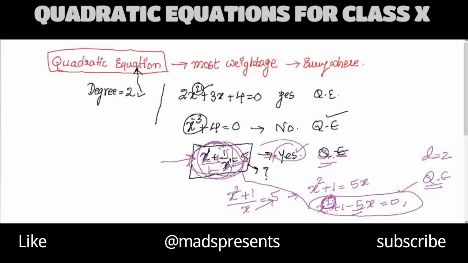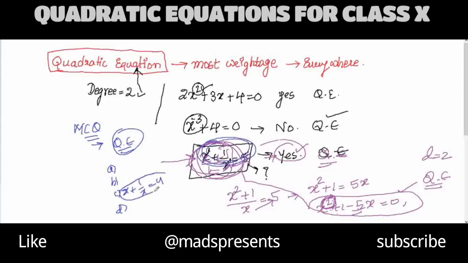So identifying which kind of polynomial is a quadratic equation is also one of the important questions. They may ask you in MCQs. Like they'll say, which of the following is a quadratic equation? And they'll give you four options, A, B, C, D. In any option, you may get something like this, for example, 1 plus x equal to 4.